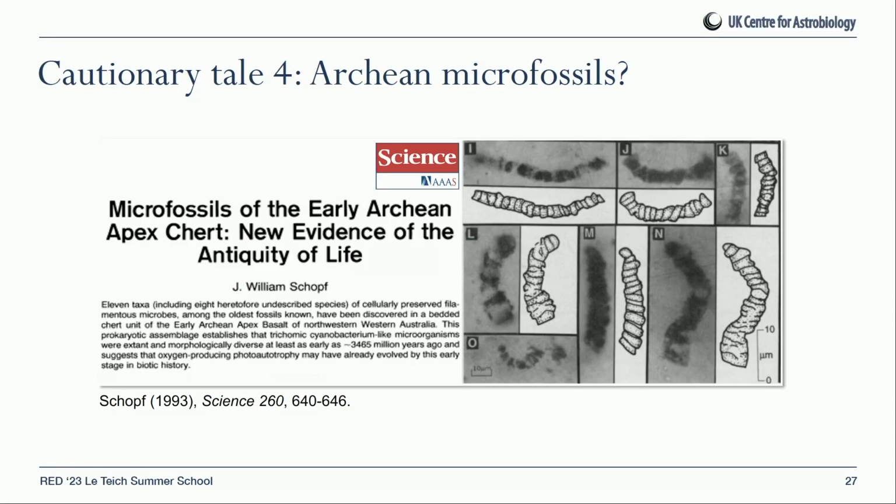Another kind of famous example would be the description by Bill Schopf, a very distinguished, very brilliant Precambrian paleontologist, of these structures that look like microfossils. In fact, he described them as fossil cyanobacteria because they're kind of filamentous and segmented, from 3.5 billion year old rocks from the Apex cherts, I think in the Pilbara Craton in Western Australia. So Bill Schopf described these as fossils.